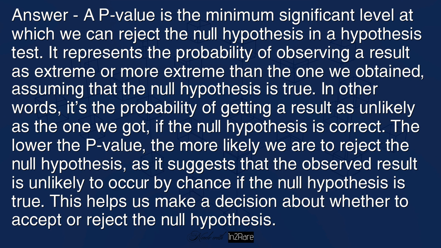In other words, it's the probability of getting a result as unlikely as the one we got if the null hypothesis is correct. The lower the p-value, the more likely we are to reject the null hypothesis, as it suggests that the observed result is unlikely to occur by chance if the null hypothesis is true. This helps us make a decision about whether to accept or reject the null hypothesis.